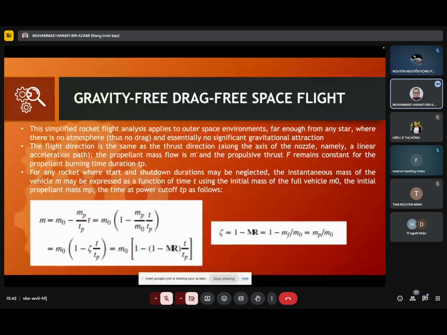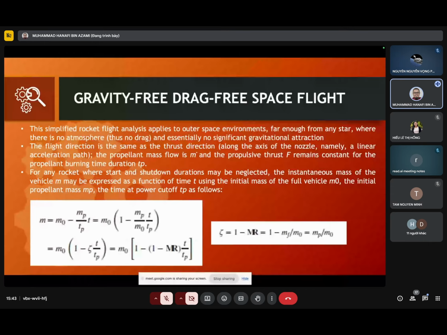In reality, it doesn't happen that way. Thrust actually changes with altitude, with time, and so on. It depends on the type of fuel. If we are talking about solid fuel, the geometry of the fuel determines whether the thrust is constant, which is constant burning, or progressive burning, or regressive burning. So it depends on the geometry.